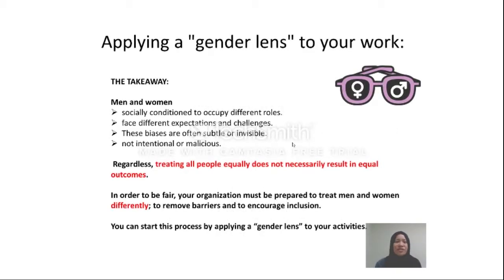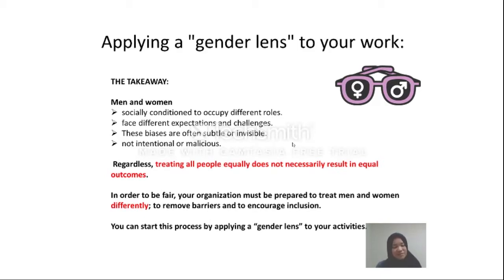So first, I will discuss with you how to apply a gender lens in our work as NGO workers or development workers. The takeaway here is men and women are socially conditioned to occupy different roles in society. They face different expectations and challenges, and these biases are often subtle or invisible, which cannot be seen by our naked eye. And sometimes, or most of the time, it's not intentional or malicious.